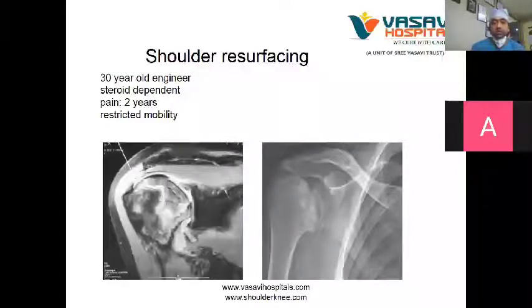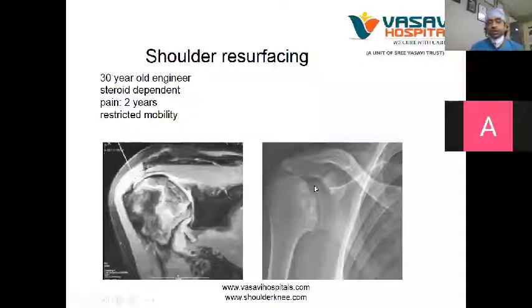So if you have a look at this X-ray, this X-ray belongs to a 30-year-old engineer, steroid dependent, probably, if I remember well, because of his asthma, and he's been experiencing pain in his shoulder for 2 years. The initial X-rays taken were obviously normal because we can't make out an avascular necrosis in the initial X-rays. So after 2 years, we did another X-ray and we found this.